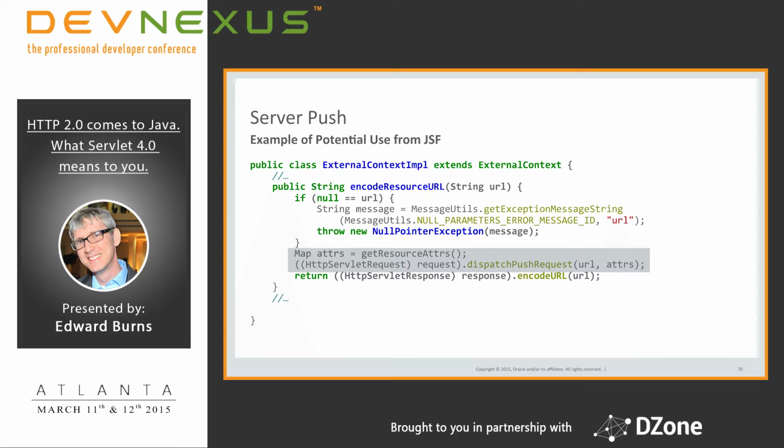Some portlets, that's where the external context abstraction comes in. So it has a method called encode resource URL, and this method is specified to be called whenever the markup is a resource that's to be rendered. So an image tag or a style sheet or JavaScript or whatever you have, encode resource URL is going to be called. So that's my hook-in point for where I can say, oh, well, I'm going to try to push this thing.